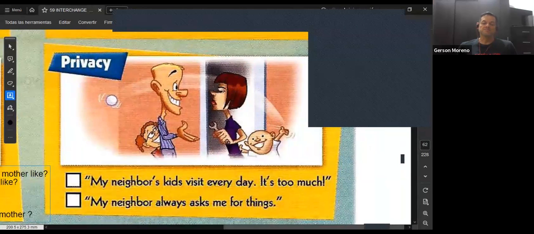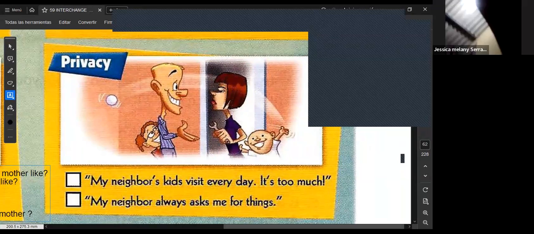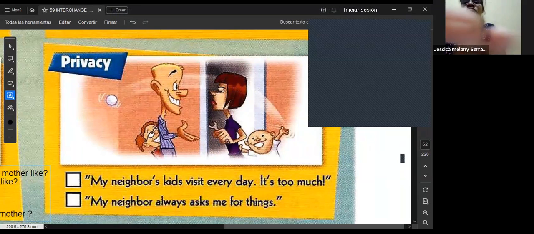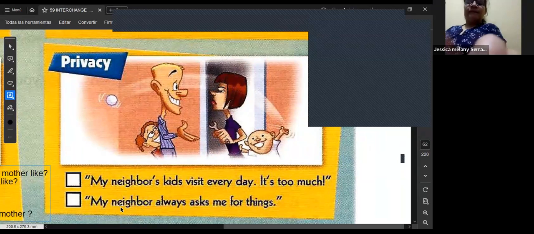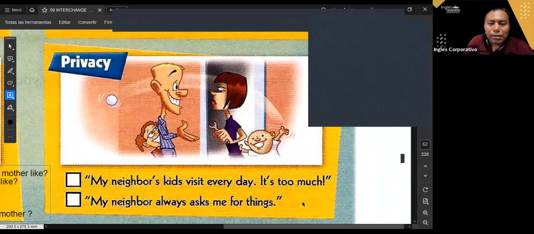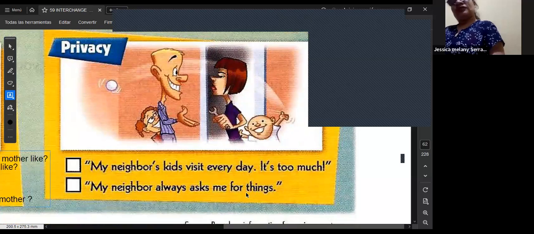Yes. Now other complaint. Otra queja. Privacy. My neighbor's kids visit every day. It's too much. Right. Now the next question. Jessica Melanie, puede hacer la siguiente. Okay. My neighbor always asks me for things. For things. Excellent. Very good, Jessica Melanie. Siempre me pide cosas. Ask me for things.